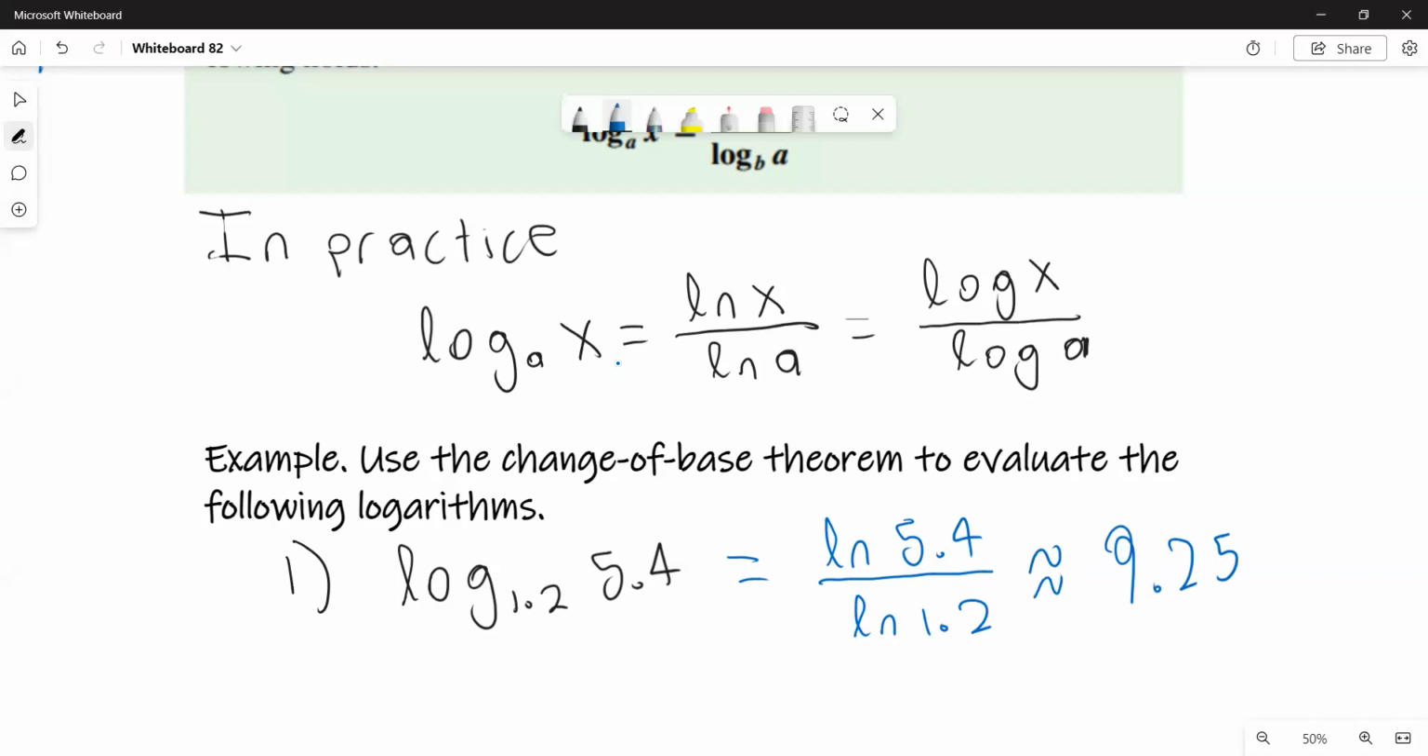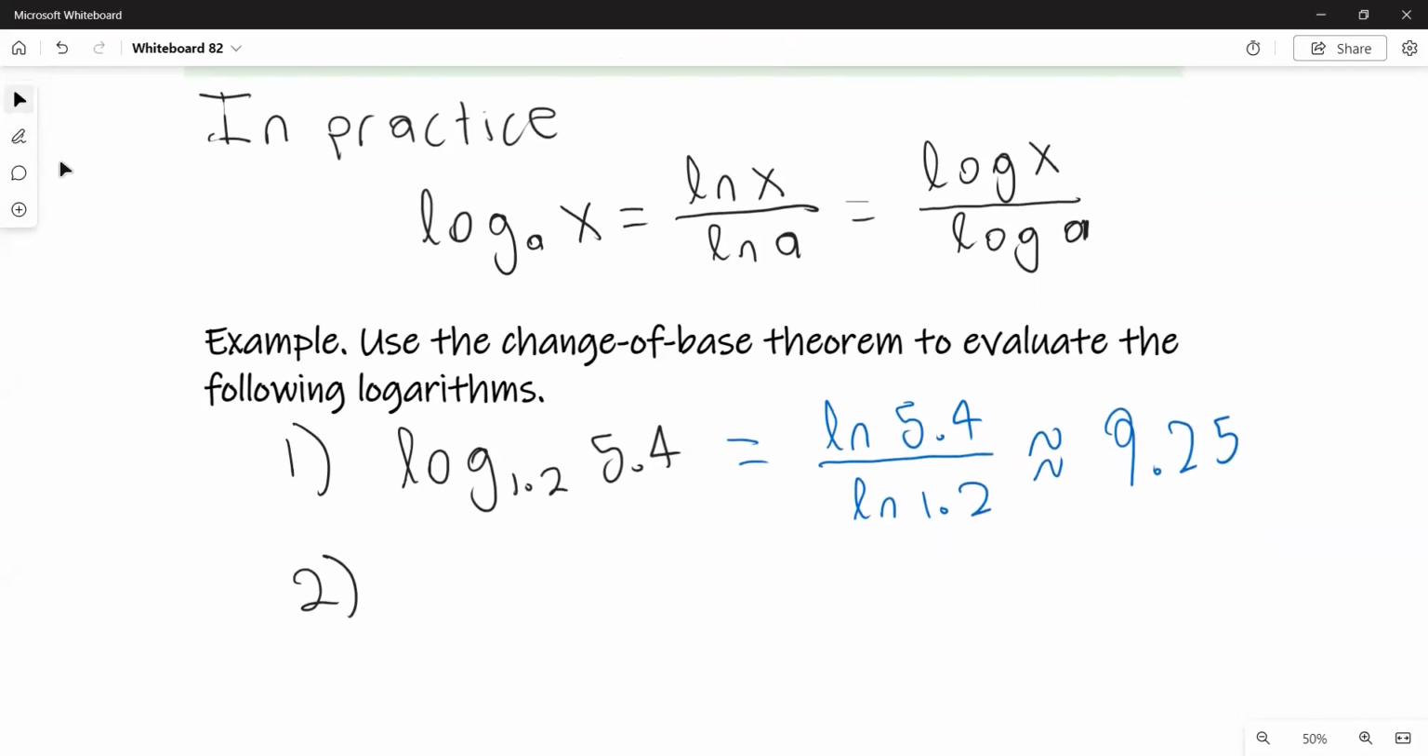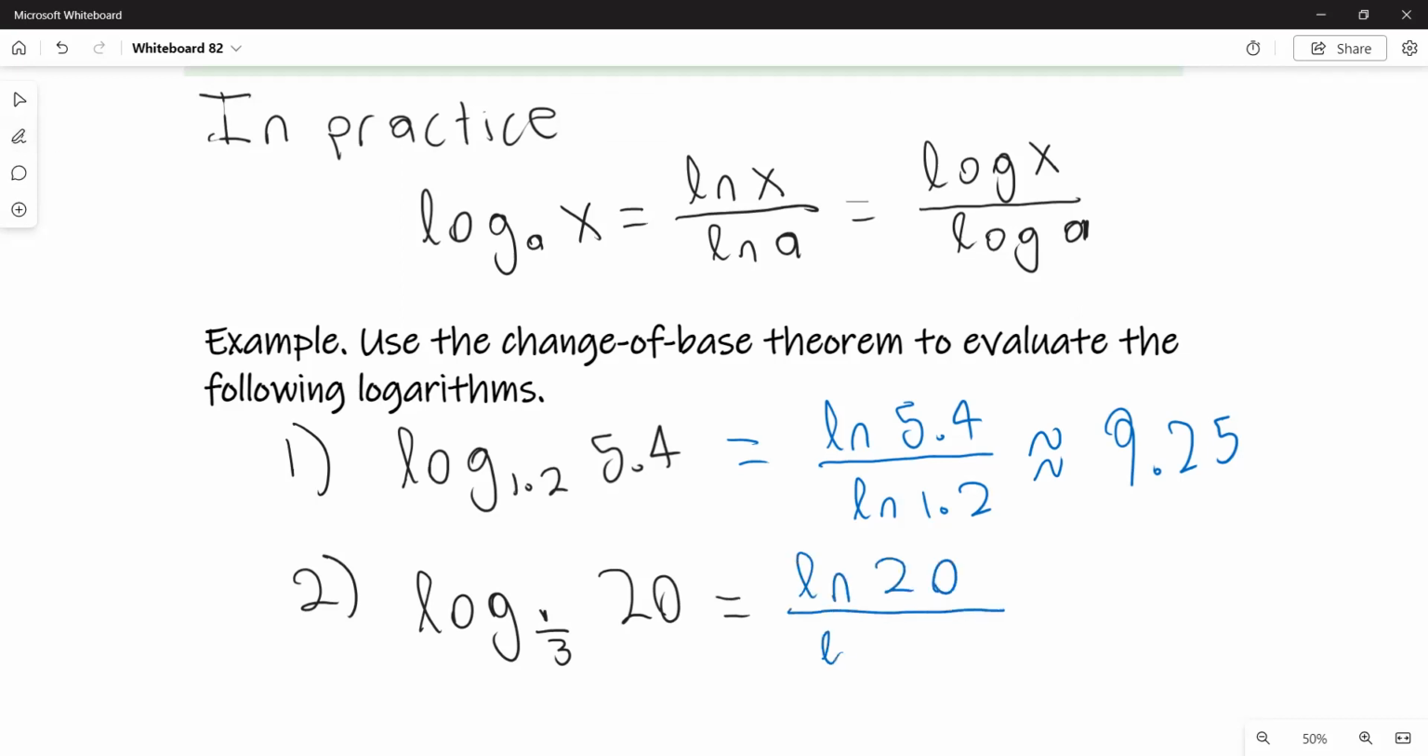And finally, we're using the change of base theorem to evaluate the logarithm with base 1/3 of 20. By definition, I can use common logarithm or natural logarithm. That's going to be the natural logarithm of 20 over the natural logarithm of 1/3.